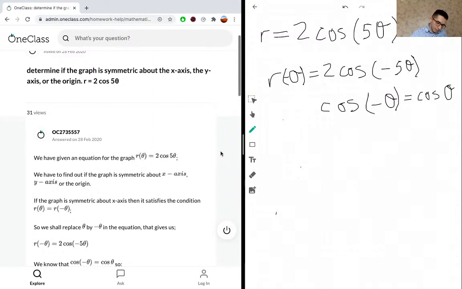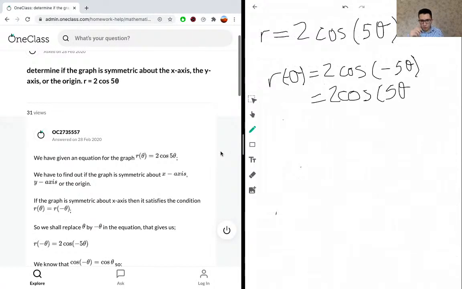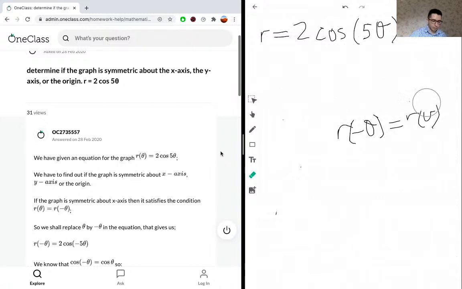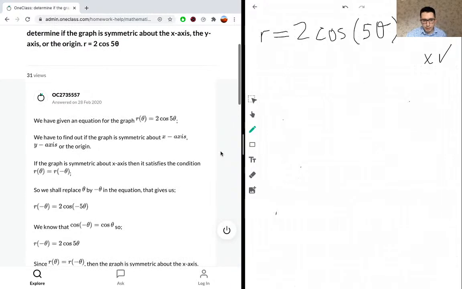Knowing this, we know that therefore this must equal 2 cos 5 theta. And therefore, because r negative theta equals r theta, we have x-axis symmetry. Okay, so we tested for the first case and we know that we have x-axis symmetry. So here I'll just make a little legend and we'll say x check mark. And then the second scenario we want to test for is y-axis symmetry.